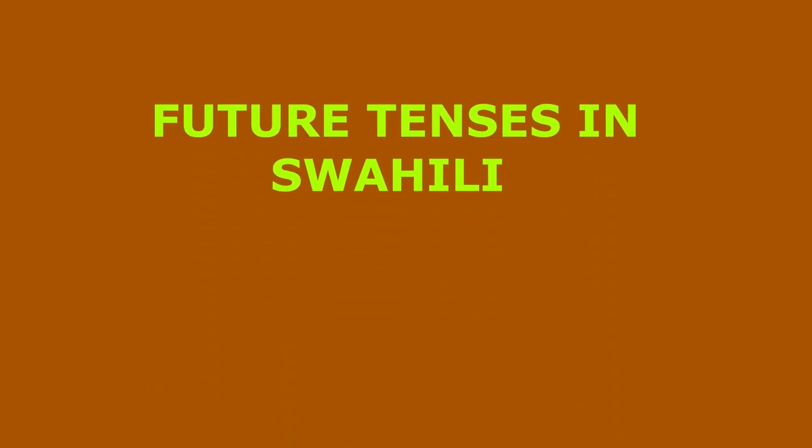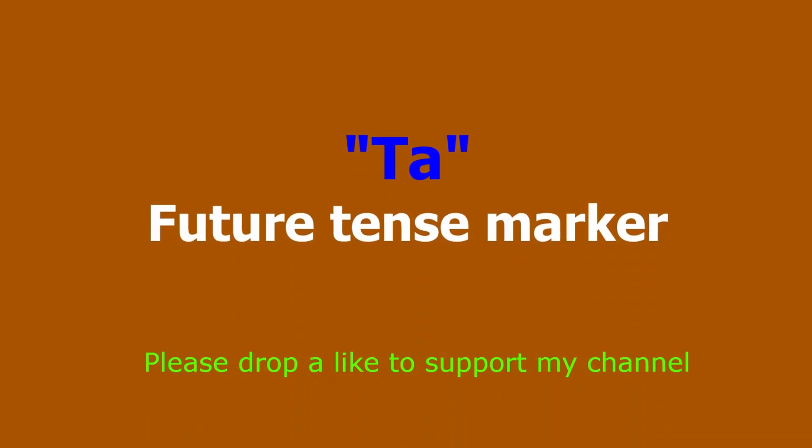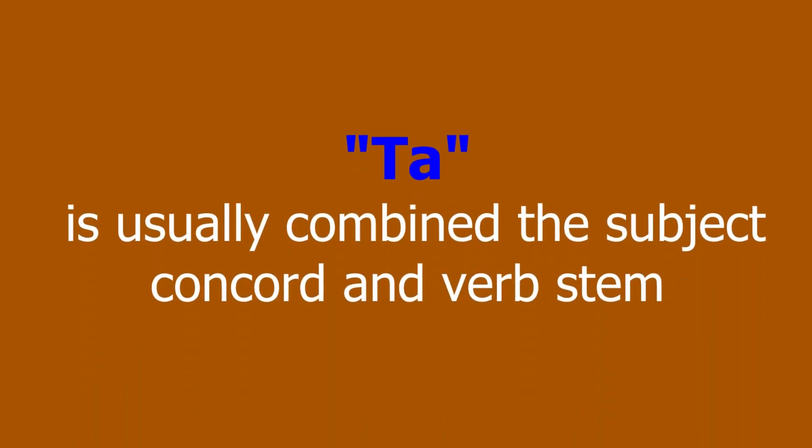The future tense in Swahili. When talking about events in the future, the tense marker ta is always used. Usually, the tense marker ta is combined with a subject concord and a verb stem.